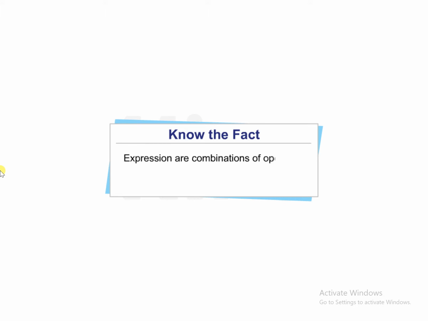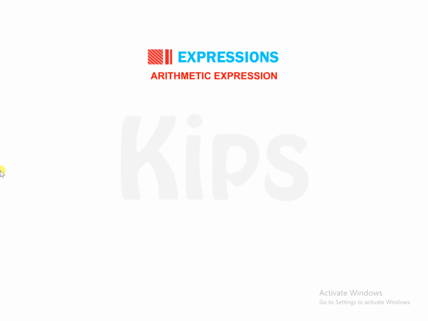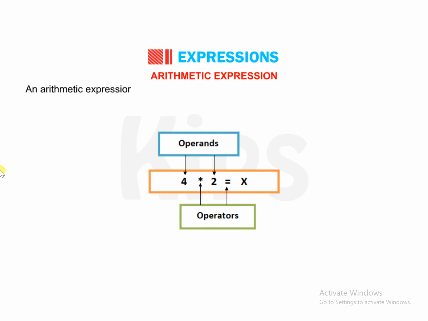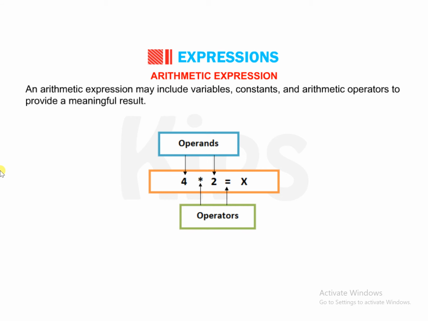Expressions are combinations of operators and operands used to perform a calculation. Arithmetic expression. An arithmetic expression may include variables, constants and arithmetic operators to provide a meaningful result.